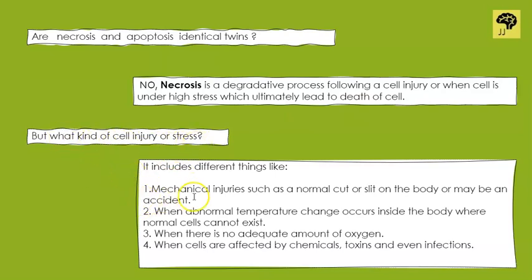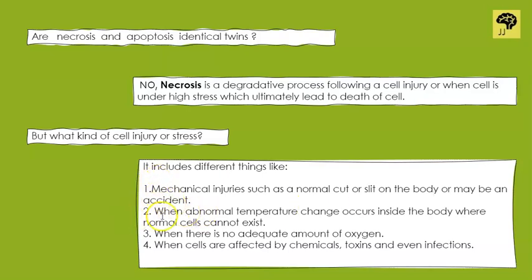So it could be mechanical injury, such as when there is a cut or slit on the body. For example, when you're cutting a tomato or a potato, whatever. When you're cutting that, if by mistake your fingers get a cut, what happens? Inflammation occurs and redness occurs in that particular portion, right? It occurs because the cytoplasmic content is now leaked and it damages other cells. That's the sole reason of inflammation. Okay, so yeah, mechanical injuries.